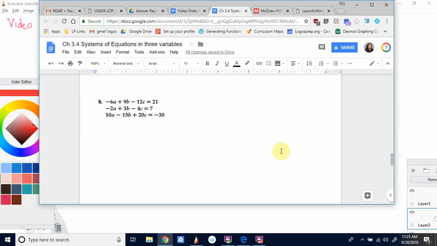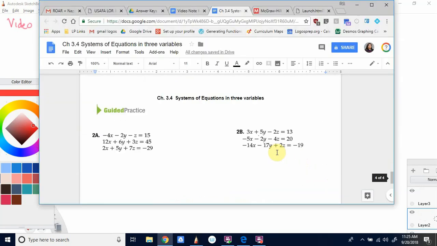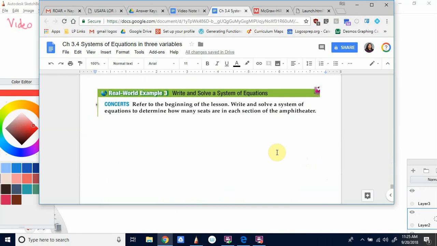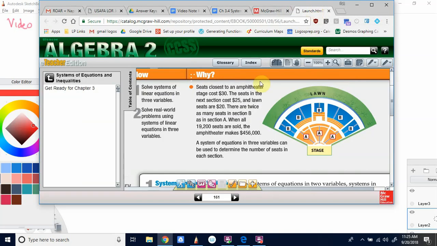Now we're going to come back and do the real world problem. It says refer to example 3 of the lesson. Write and solve a system of equations to determine how many seats are in each section of an amphitheater. So they tell us we have an amphitheater with 3 different sections: A, B, and the lawn.